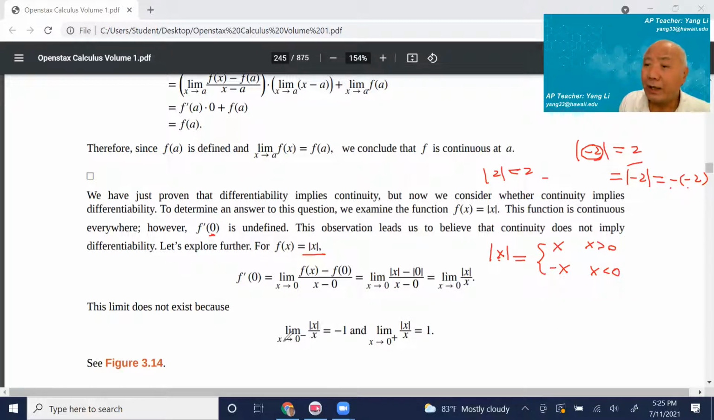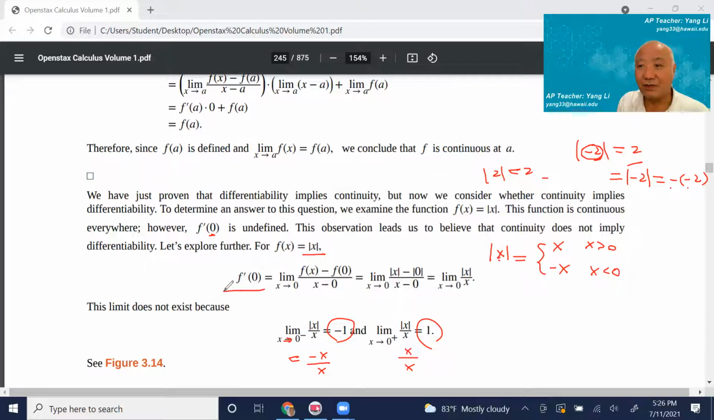So when x approaches 0 from the left side, this one will equal what? This will equal negative x over x, and cancel, you have negative 1. And if you use the right side, because x is positive, that's just x over x. Cancel, you get positive 1. You see here, the left limit and right limit are not the same.